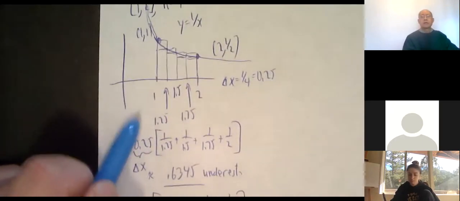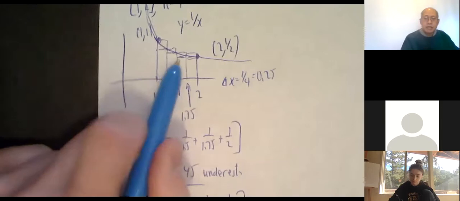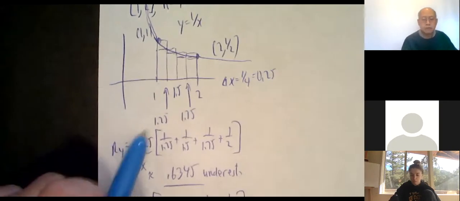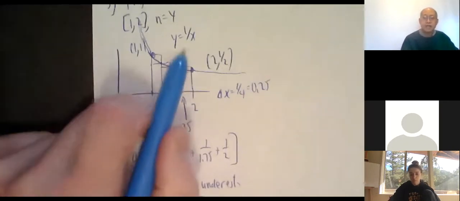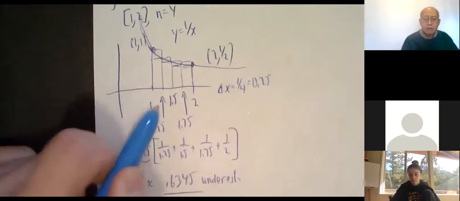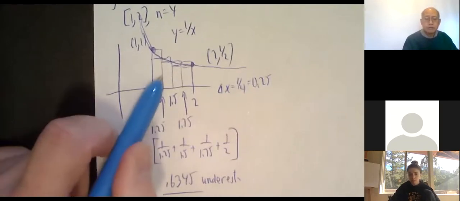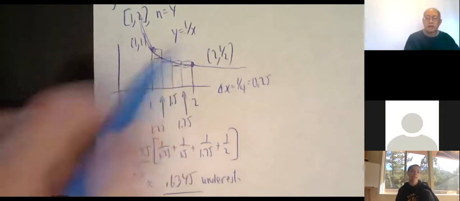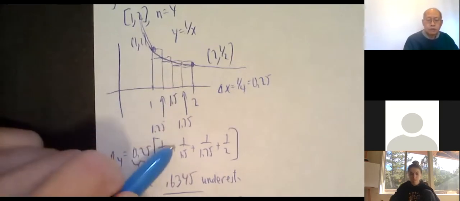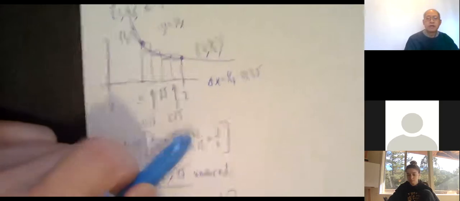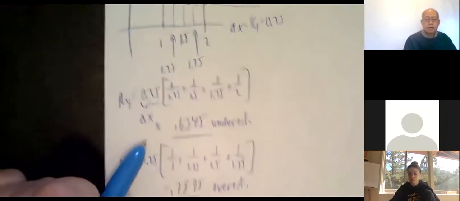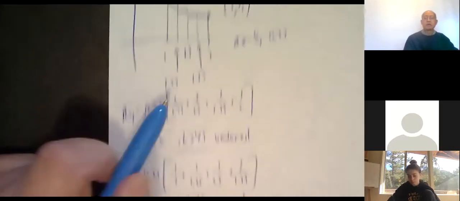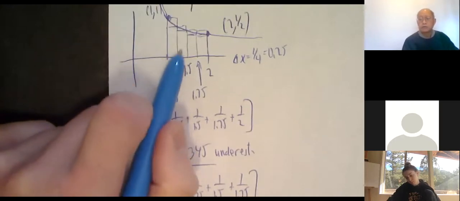Right, so base times height. All the bases are the same, 0.25. So factor out the 0.25, and then now I need the heights. To find the heights, you plug into the function. So the right endpoints would be 1 over 1.25. The function is 1 over x, right? So I want the function value at the right endpoints. 1 over 1.25, 1 over 1.5, 1 over 1.75, and 1 over 2. Okay, punch it in the calculator. It's about 0.6345. And that is definitely an underestimate because all of these rectangles are too small.